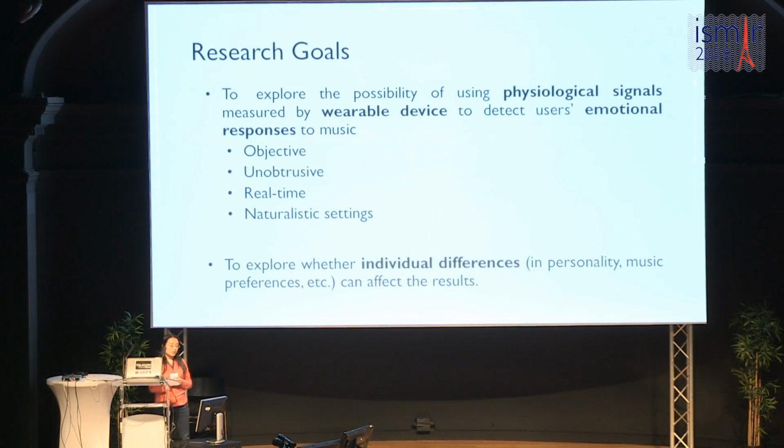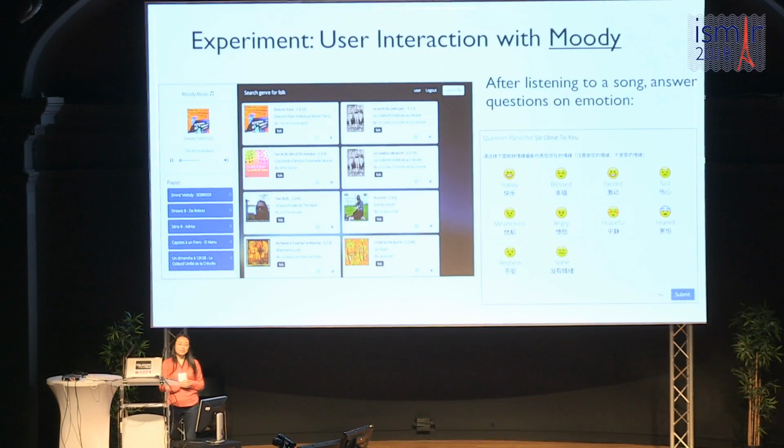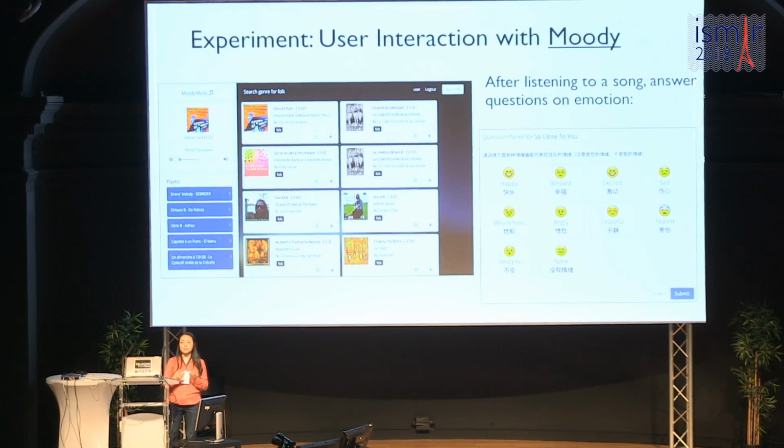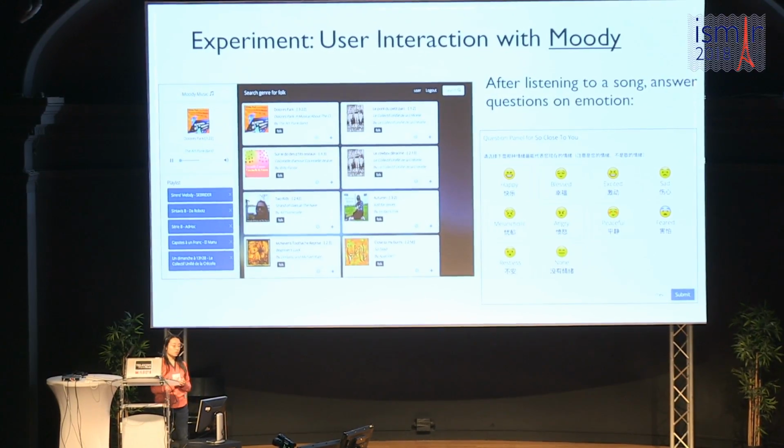So in this study, we try to find out the relationships of emotion and those physiological signals. And also, we'd like to see if there are individual differences in such relationship. This is what we did. We made a user experiment where users can interact freely with an MIR system. It's called Moody, which can support searching for music by emotion and by genre, etc.